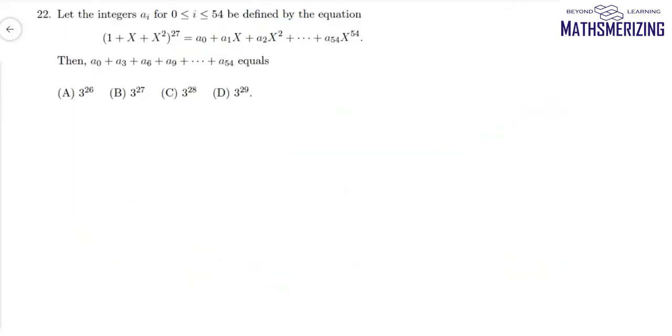So question number 22, we are given this series expansion, which is (1 + x^2)^27 = a0 + a1 x + a2 x^2 + ... + a54 x^54. We need to find a0 + a3 + a6 + a9 and so on, that is, the coefficients in which the power of x is a multiple of 3. So we know that 1 + omega + omega square is 0 and omega cube is 1, where omega is the complex cube root of unity. So first I'll put x as 1.